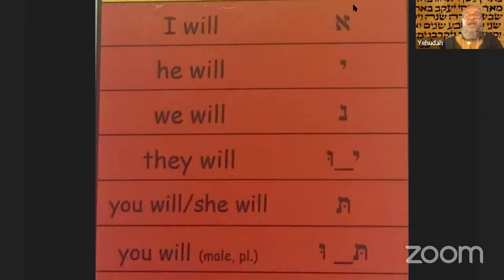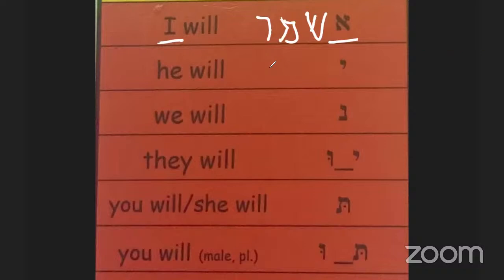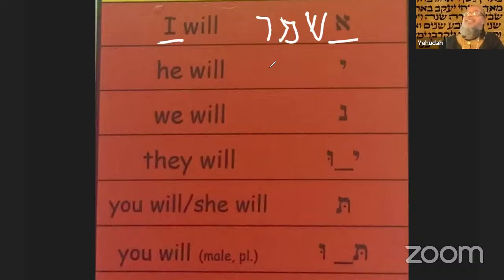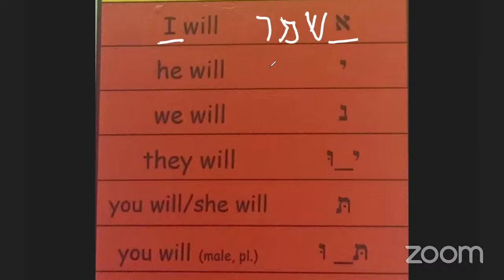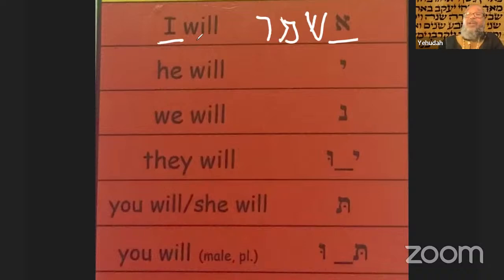Remember I said one of the things that used to get me in trouble was I would just take the aleph and say it means I. No, it means I will, because it's placed right in front of the three-letter root. That's shamar. What did I just say? Just forget about the vowels. I will guard. Perfect.